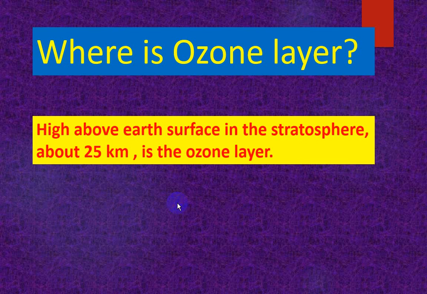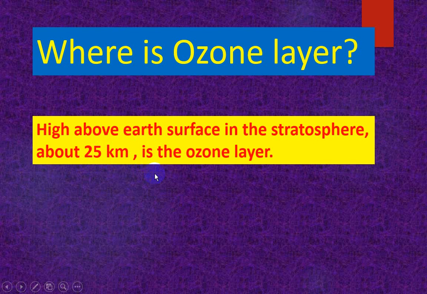How far from the Earth's surface? How many kilometers around? It is about 25 kilometers. Okay, it is about 25 kilometers high from the Earth's surface. Okay, this is the ozone layer.